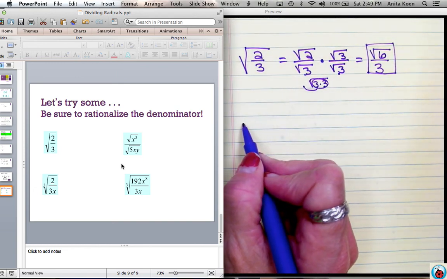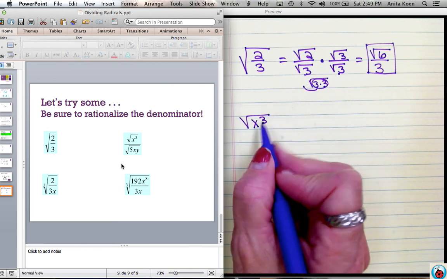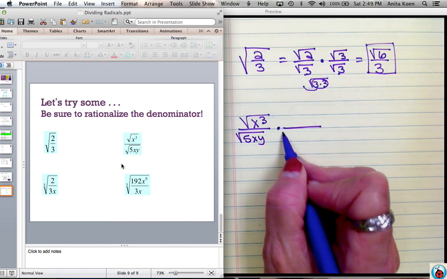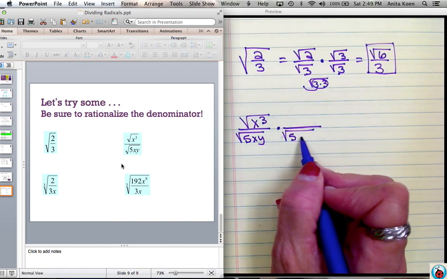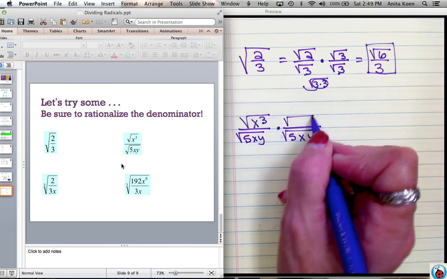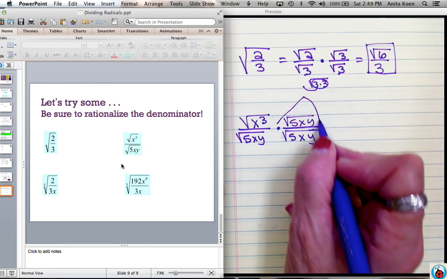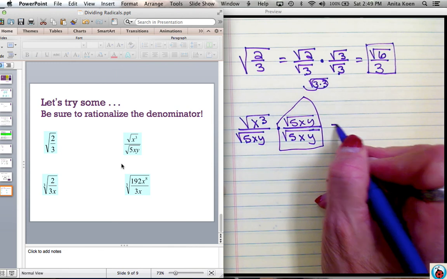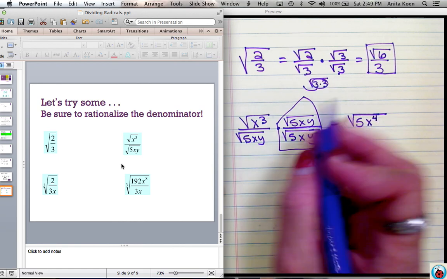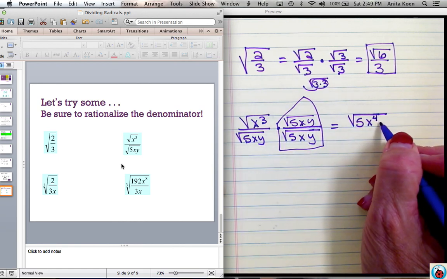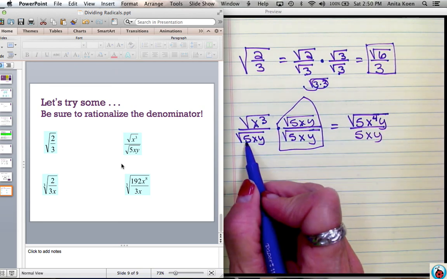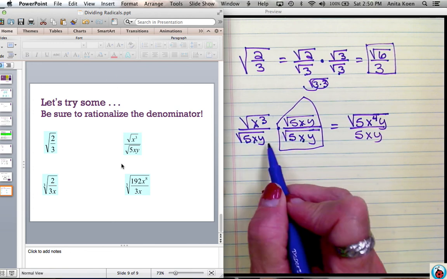Okay, the second one, the square root of x cubed divided by the square root of 5xy. Notice that I have a 5 that needs a partner, an x that needs a partner, and a y that needs a partner. Whatever I do to the bottom, I must do the same to the top, because I need that big, ugly number 1 there. So this gives me the square root of 5x to the 4th, because x cubed times x is x to the 4th, times y, over 5xy, because 2 5's get to come out as 1, 2 x's come out as 1, 2 y's come out as 1.